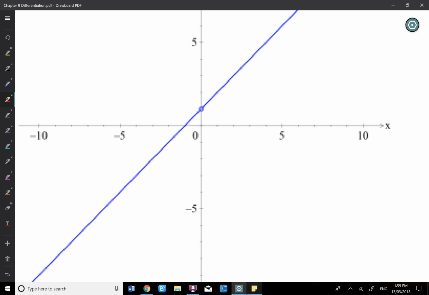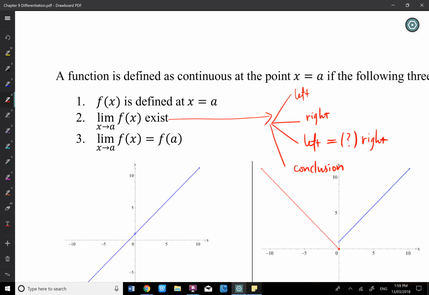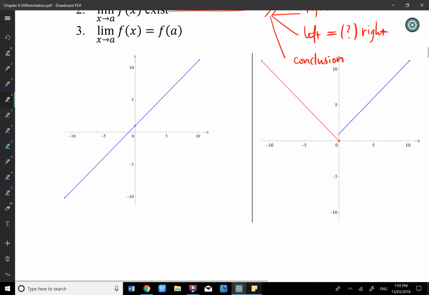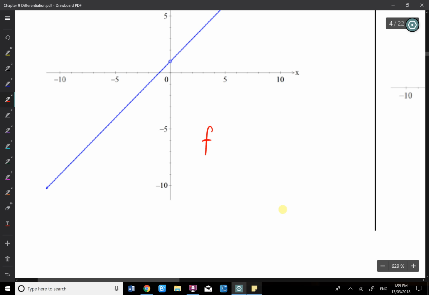So we can look at the graph and say whether it's continuous or not directly without any calculation. But because we need to discuss and say why, we need to go through those 3 steps. Okay, let's see the first one. The first one is definitely not continuous, right? That's not continuous because it's not connected together. Why is it not continuous? Because f at x equals 0 is not defined.